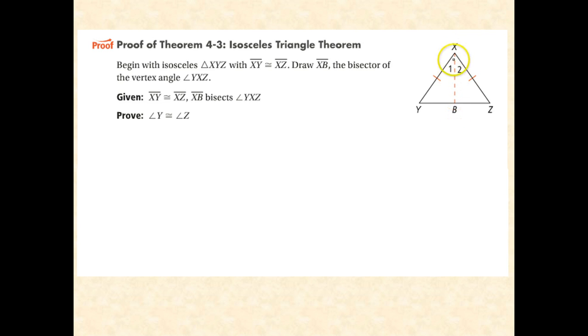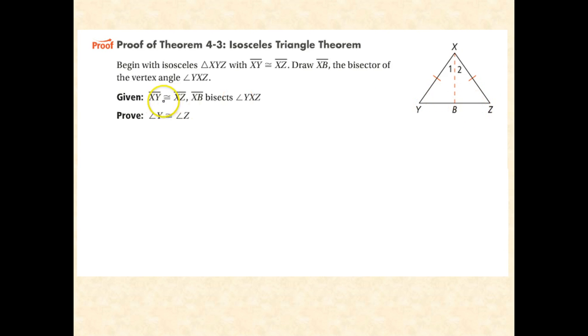So that's our given information. We're given an isosceles triangle, and we bisect the vertex angle. And we can do that because we know how to do that using a compass and straight edge. So we are given XY congruent to XZ, and segment XB bisects angle YXZ. So let's prove that angle Y is congruent to angle Z.